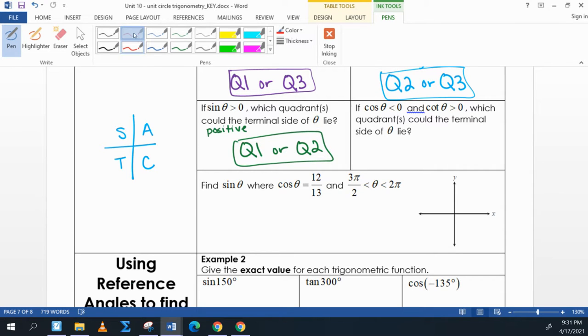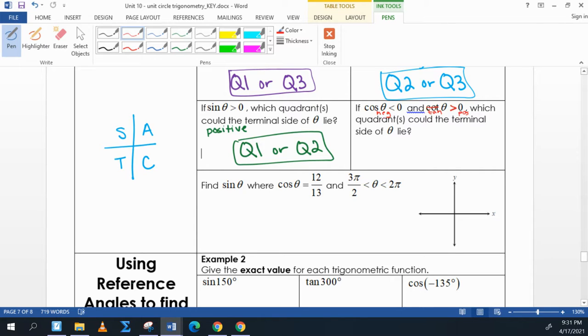All right, so let's look right here at this one. It says the cosine is less than 0, so the cosine is negative there. And the cotangent, remember as well, the cotangent is the reciprocal of the tangent. So we're going to say the tangent is greater than 0 or positive.